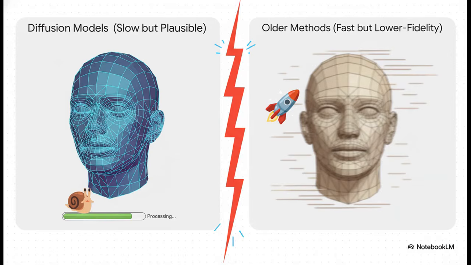So on one side, you had these really powerful diffusion models. And yeah, they could create some pretty believable 3D scenes, but my gosh, were they slow. Then on the other side, you had older, faster methods, but the results, they were just kind of blurry, a little bit warped. They just didn't feel real. So you had a choice: quality or speed. You just couldn't have both.